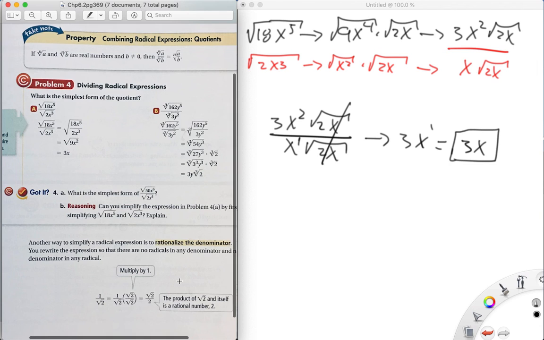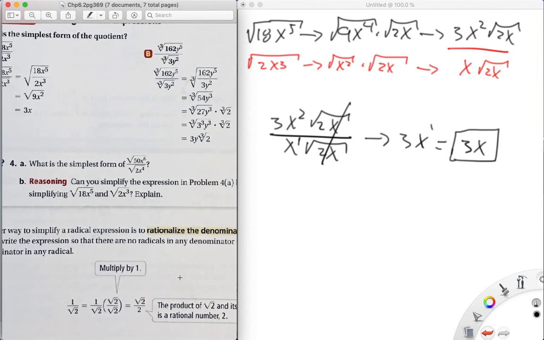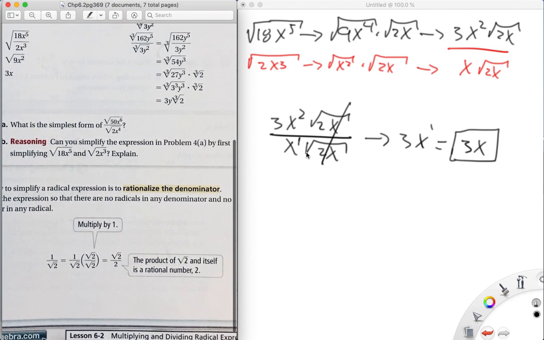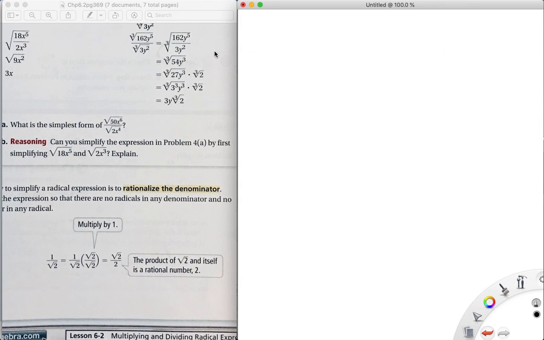Rationalizing the denominator. So this one's actually a little tricky. We can multiply the fraction such that there are no square roots or cube roots or any type of radical symbols in the denominator. So the example they give over here is 1 over the square root of 2, and we don't really like square roots in the denominator anyway.